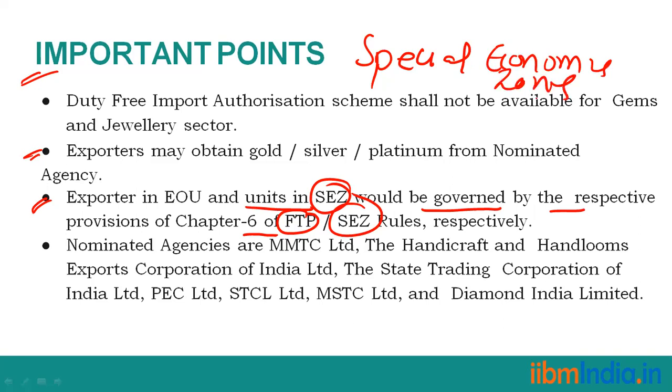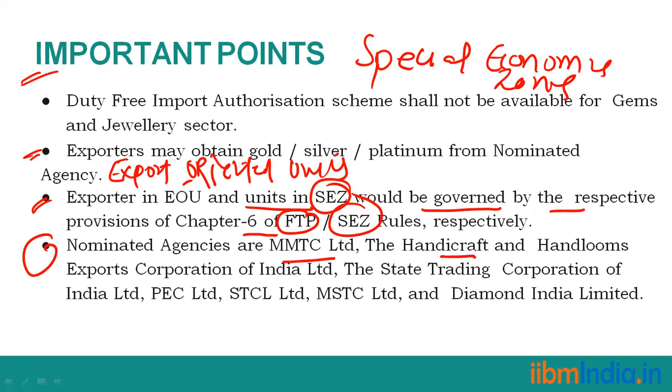So, exporters in EOU, export-oriented units. EOU stands for export-oriented unit. Exporters in EOUs and units in special economic zones would be governed by the respective provisions of Chapter 6 of the FTP and SEZ rules respectively. Nominated agencies are MMTC Limited, the Handicraft and Handloom Export Corporation of India Limited, the State Trading Corporation of India Limited, PEC Limited, STCL Limited, MSTC Limited, and Diamond India Limited.